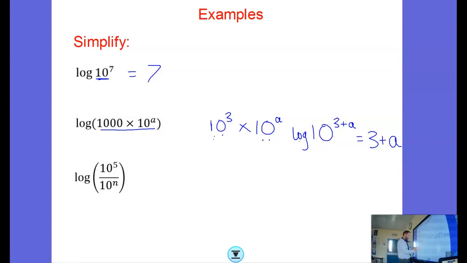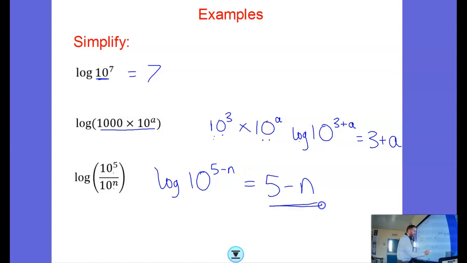Again, rules of indices. When I'm dividing powers of the same number, I subtract. So I can say this is the same as 10 to the power of 5 minus n. So if I'm doing the log of that, once again, the same rule applies here. So what power of 10 gives me 10 to the power of 5 minus n? That's just 5 minus n. So I've simplified it quite nicely there. From this, the answer is just 5 minus n. From this, the answer was just 3 plus a. All right, there's a couple of things to get you started on logarithms base 10.